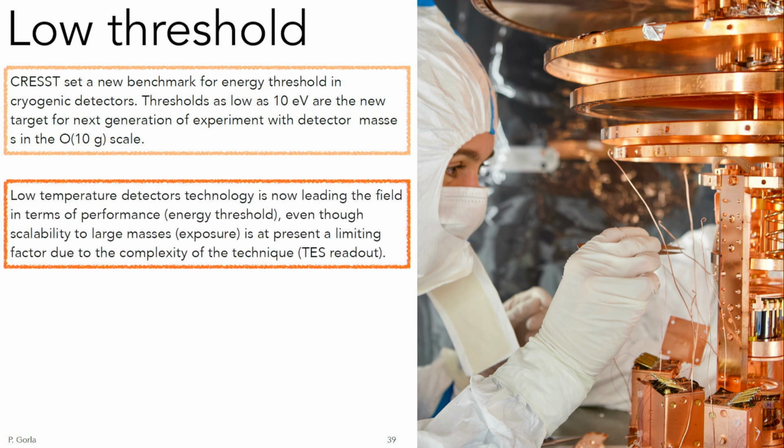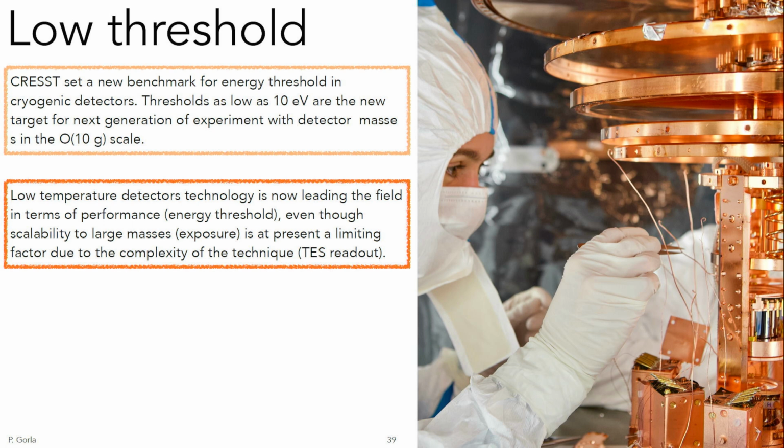Low temperature detector technology is led by this kind of sensor right now, and on the other side, the complexity and the small mass of the individual CRESST module is a strong limitation for the exposure. You have heard in these days that cryogenic liquid xenon, liquid argon can reach multi-ton masses for dark matter search.